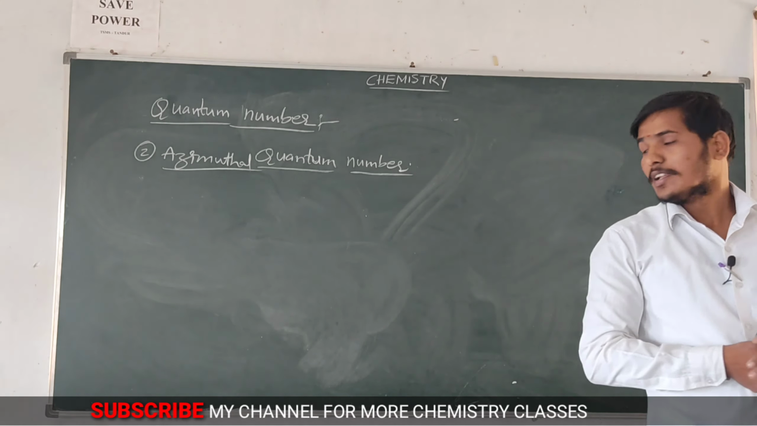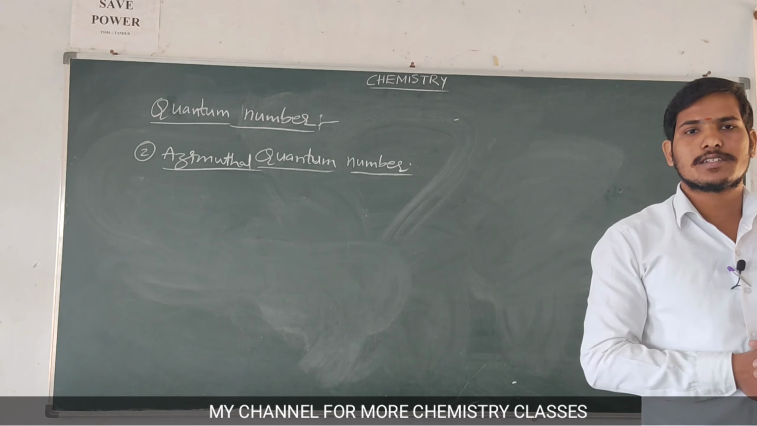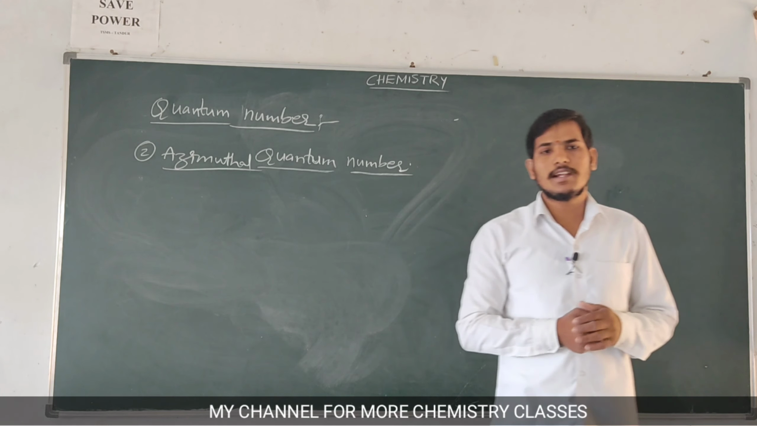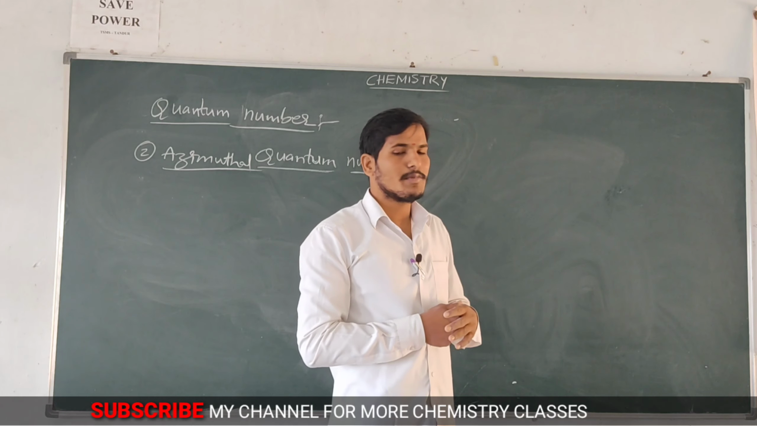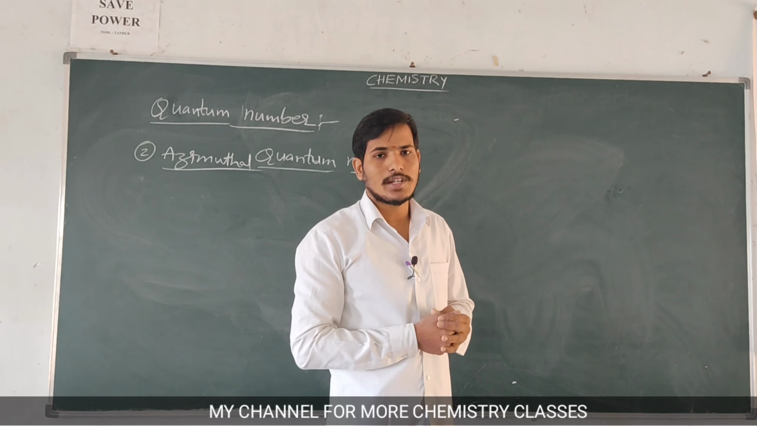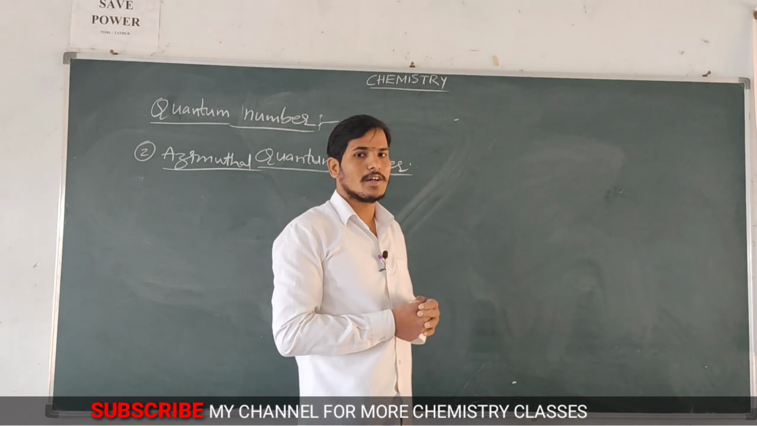What is meant by quantum numbers? Quantum numbers give the orientation or address of an electron. Quantum numbers are classified into 4 types. The first one is the principal quantum number.